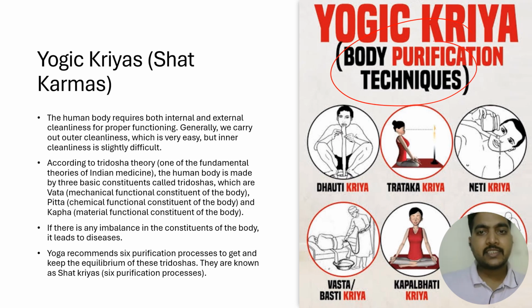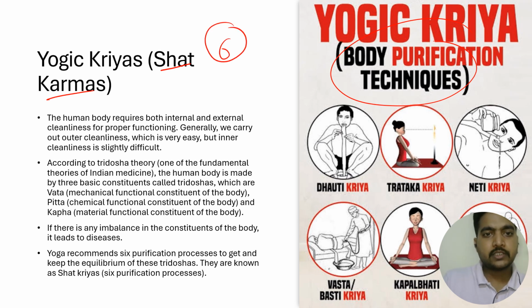These kriyas are also known as the shatkarmas or the kriyas, because with the name it is clearly understood that these are the six kriyas. Sat is a word from Sanskrit which means six. As you know, on a daily basis we clean our body from the outside, but to clean our body from the inside is a little bit difficult.